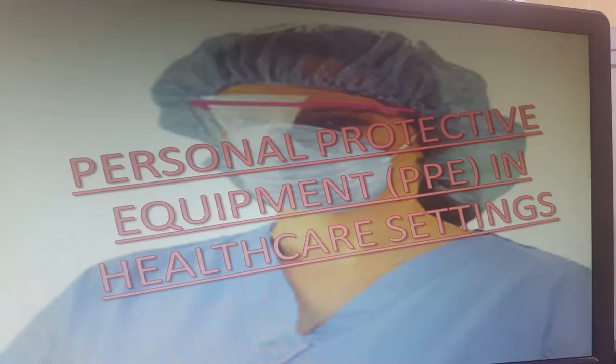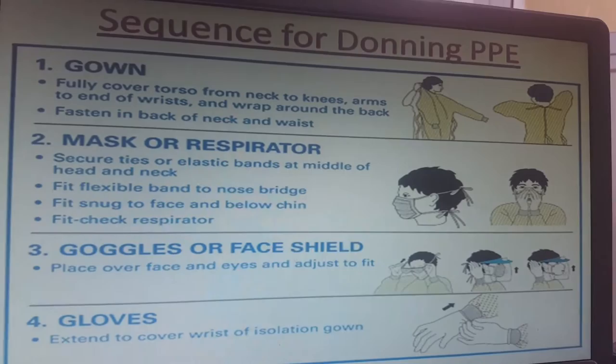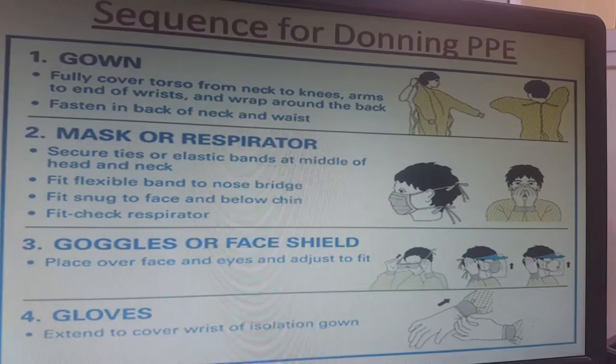Personal protective equipment. Sequence of donning of personal protective equipment. Don't forget the steps of donning of the personal protective equipment. Gown, then you will go up for the mask or respirator, then you will go up for goggles, and the last one is gloves.